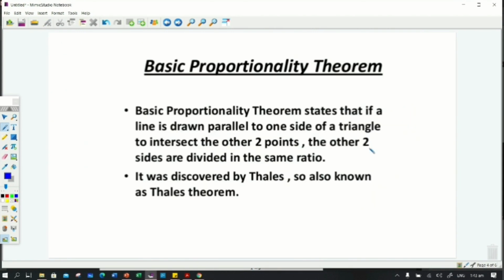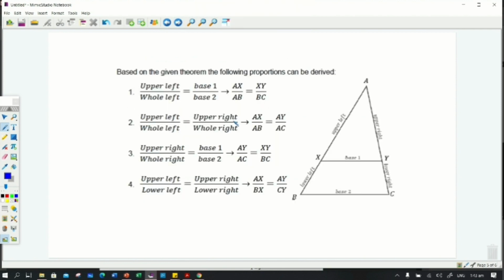The basic proportionality theorem states that if a line is drawn parallel to one side of a triangle to intersect the other two sides, the other two sides are divided in the same ratio. It was discovered by Thales, so it is also known as the Thales theorem. To sum up, based on the given theorem, the following proportions can be derived.